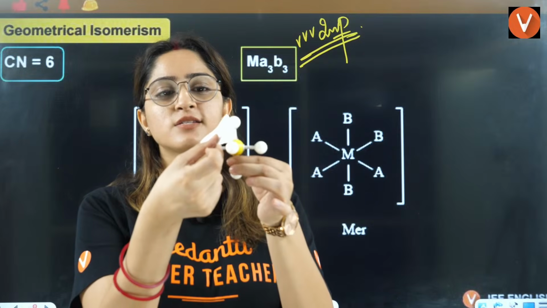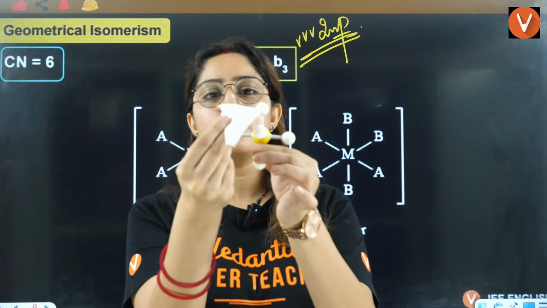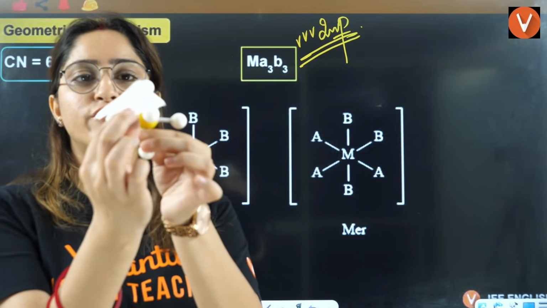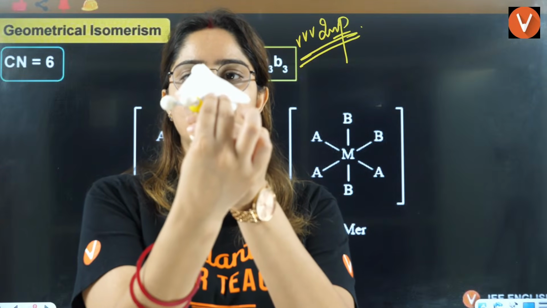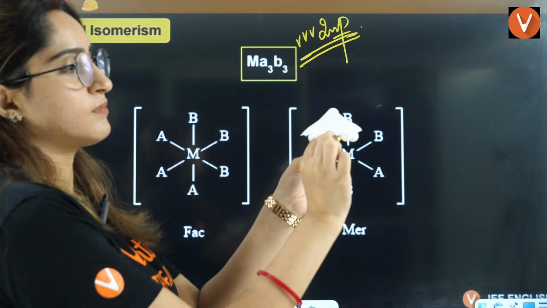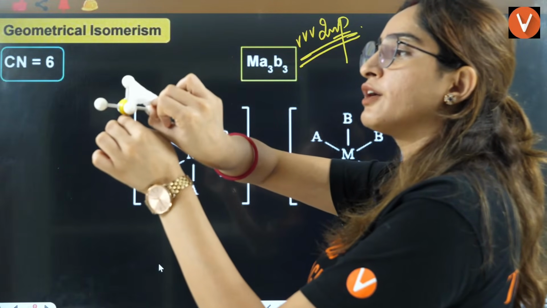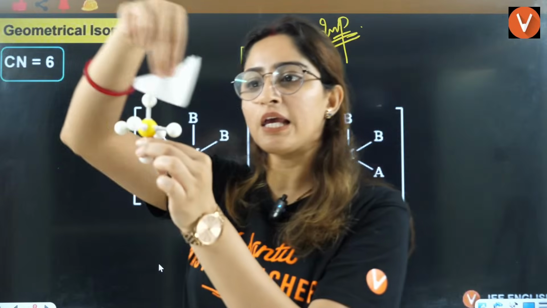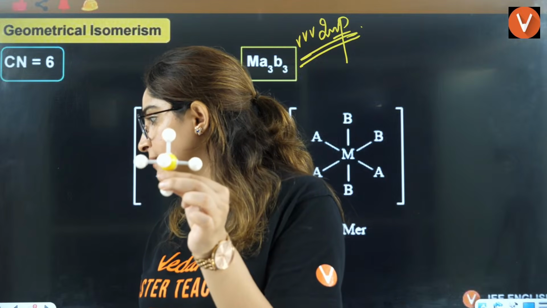This is the first triangular phase. Can you see it is forming a triangle? This is the second triangular phase. This one is the third triangular phase. This one is the fourth triangular phase. Can you see? Above you have 4 triangular phases.